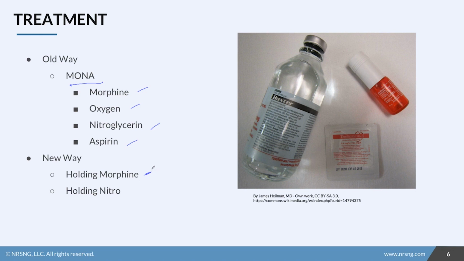Now, that being said, if we've given the sublingual nitro and their pain is still present, it's unrelieved, let's go ahead and give them some morphine. They're in pain, give them the morphine. The nitro, which is that first line to open up the coronary vessels, didn't work. Let's give them some morphine. Let's get rid of that pain. Let's lower that blood pressure.